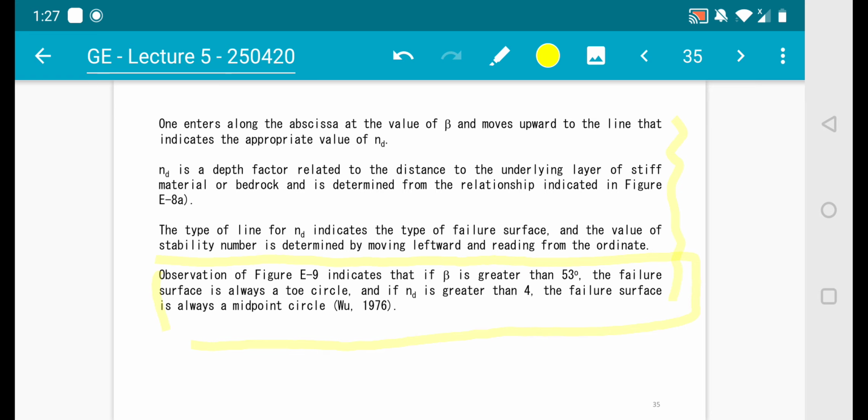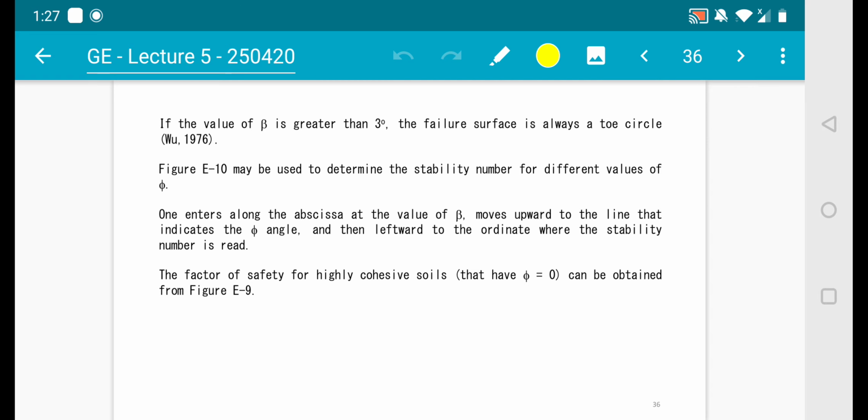So this is just observation from published facts. A general or generic assumption can be made from the figure. And the list goes on. If you observe the value of beta is greater than 3 degrees, the failure surface is always a toe circle. Okay, that's all about the observation being done on Figure E9.